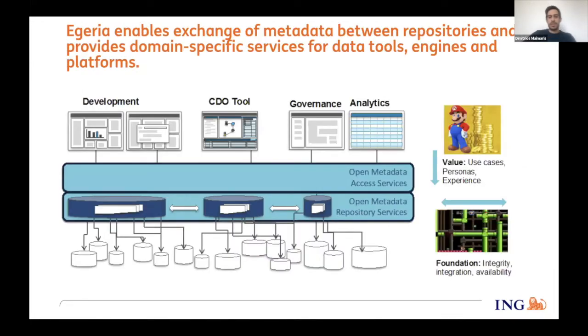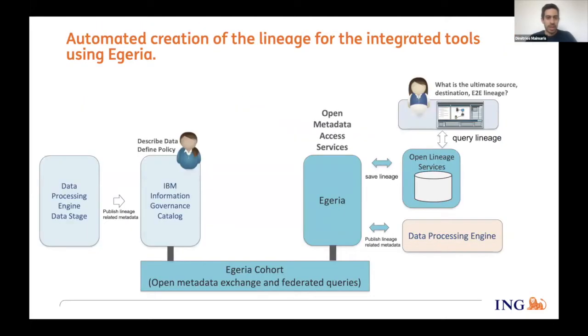So you have seen this picture before. We said, okay, we have so many tools in ING and we need to find a way. So we decided to use Egeria for this, and bring all the tools together, and try to have lineage with all repositories and all systems, have a unified view, and have only one tool on top to show the lineage to the users. So this is actually what's happening.